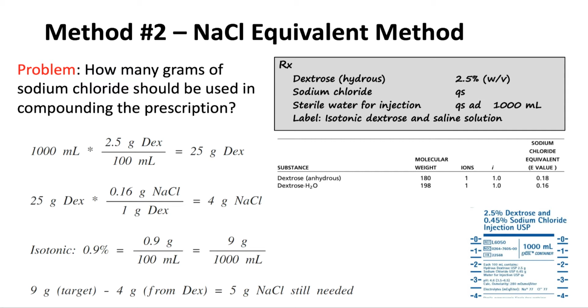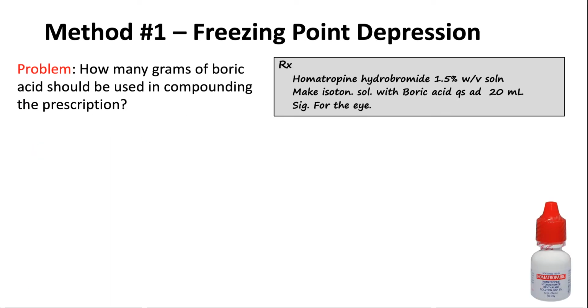So we calculate that we need to add 5 grams of sodium chloride to the 2.5% dextrose to get essentially a final isotonic solution. All right, let's move on to a different prescription. We've just looked at compounding an IV solution, so let's transition to looking at an ophthalmic solution, an eye drop.